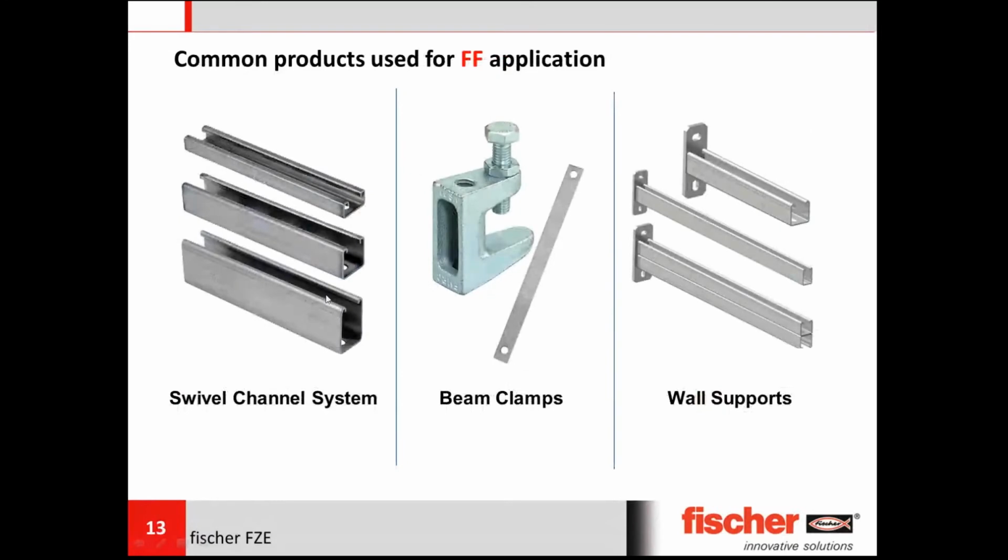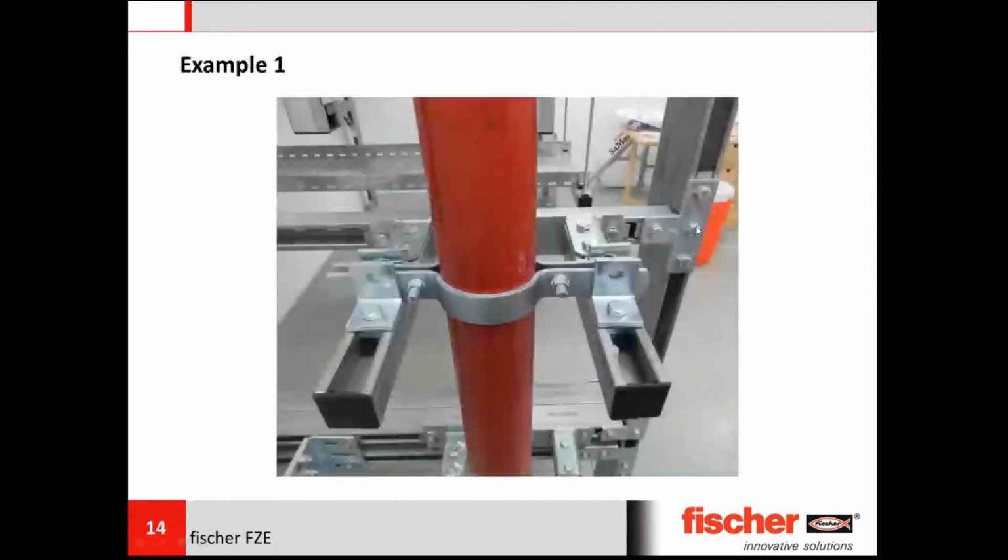You would also need additional components in certain projects like a channel system. Sometimes you don't have concrete, so you don't need anchors, but you do have I-beams. So you need certain beam clamps to drop the threaded rod. You would also need sometimes to support the pipe from the wall, so hence you need wall-mounted supports.